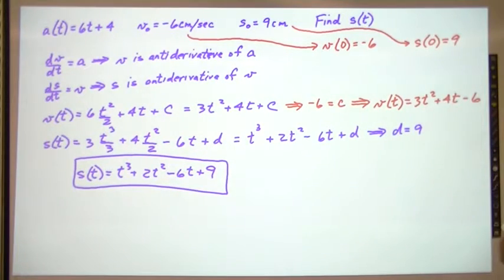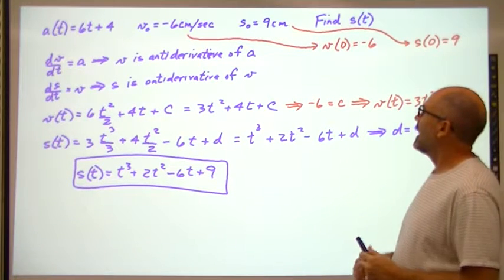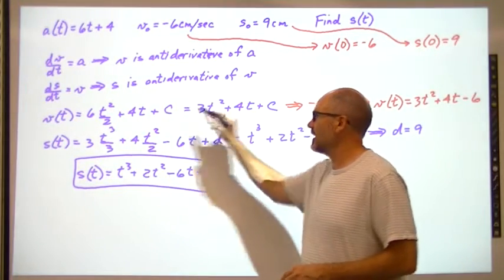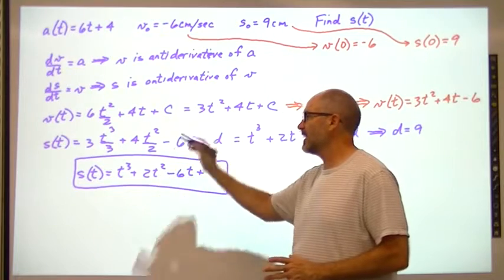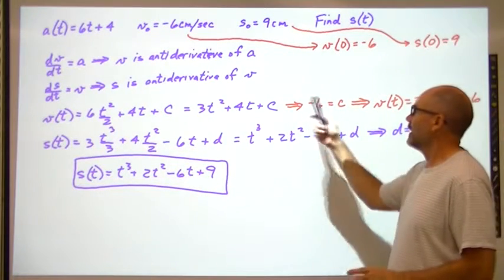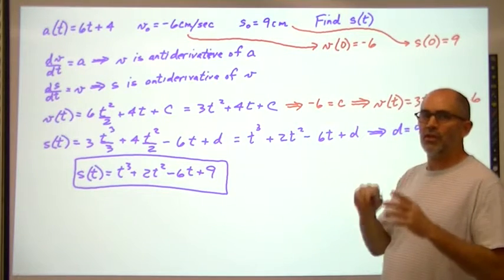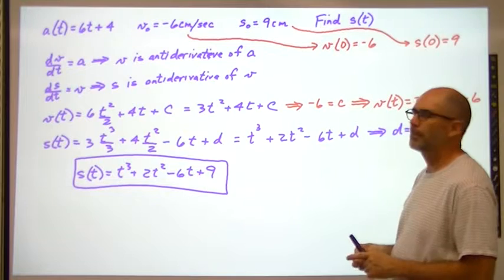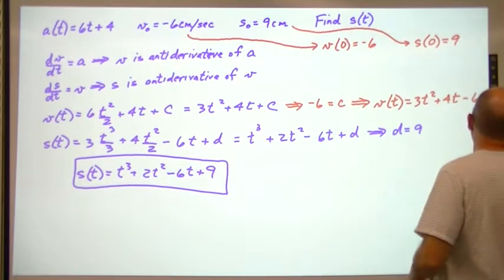Now, just remember, anytime you want velocity from acceleration, take the antiderivative. Anytime you want displacement from velocity, take the antiderivative. You're going to have a constant. That's why they give you initial conditions, so you can plug in t equals 0 and find that constant. All right, now one last problem, and it's really similar to this also.